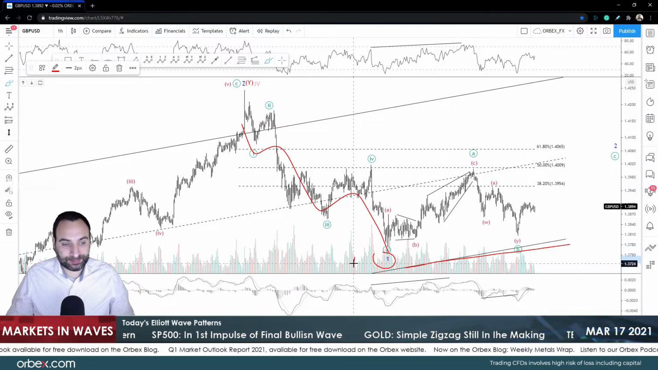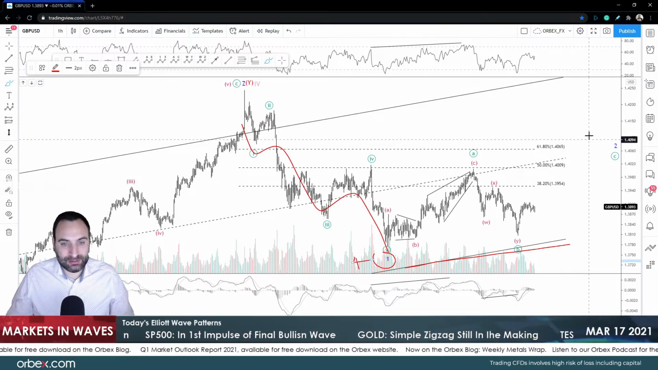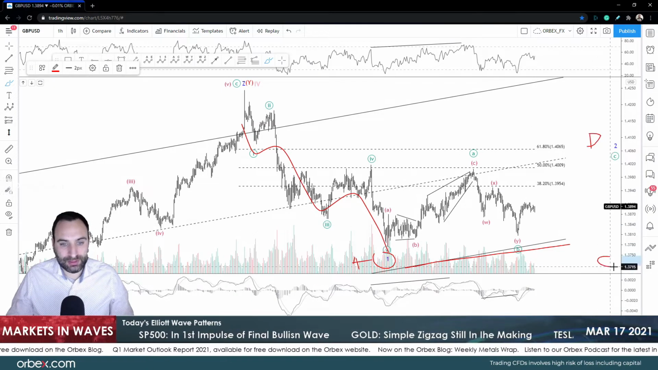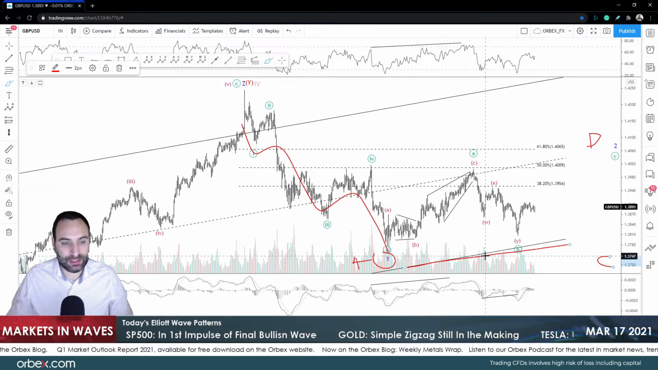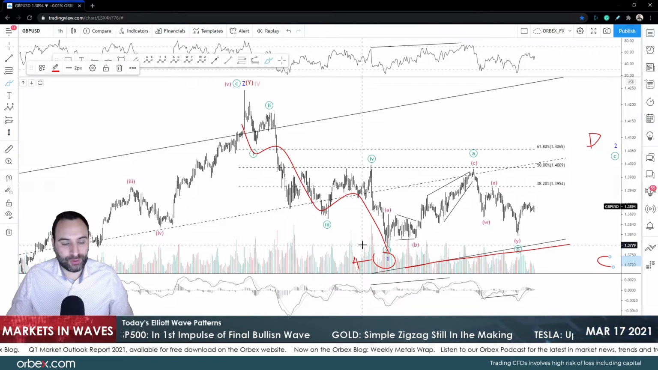Now, we could still have that as an ABC, as I said before. So just bear that in mind, okay? I've got it labeled as 1-2. This is the most likely scenario that I'm supporting. But it could be an ABC as well.